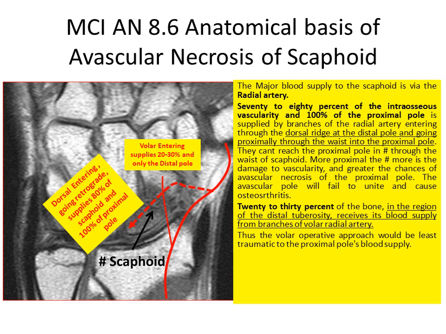More proximal the fracture, more is the damage to vascularity, and greater are the chances of avascular necrosis of the proximal pole. The avascular pole will fail to unite and create osteoarthritis. 20 to 30% of the bone in the region of the distal tuberosity receives its blood supply from branches of the volar radial artery. Thus, the volar operative approach to the scaphoid would be least traumatic to the proximal pole's blood supply.